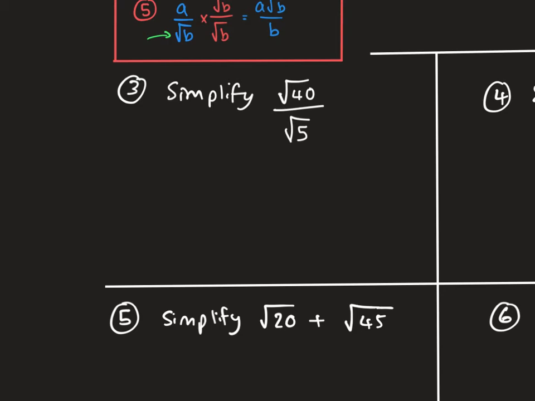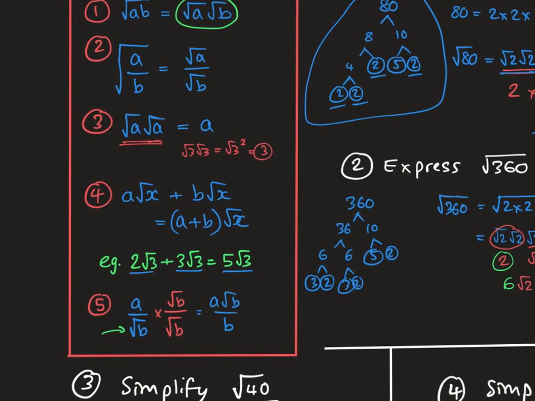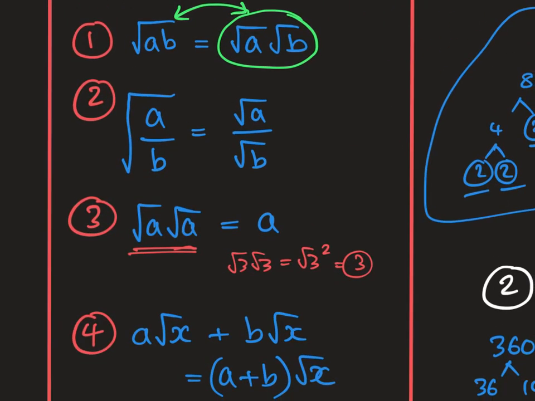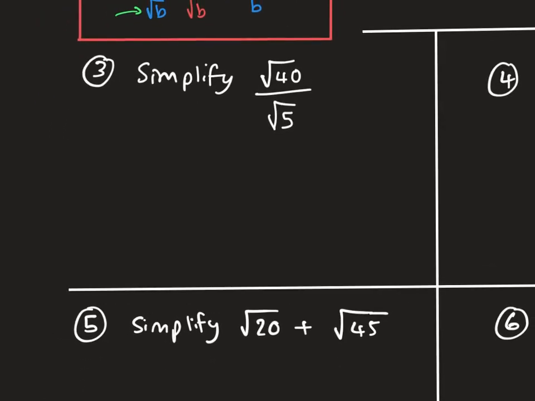Now, from above, we can see that rule 2 says that if you have a number divided by another number all in the square root, it can be split into 2 different ones, but also, of course, it works backwards as well. So if we have the square root of 40 divided by the square root of 5, hopefully you can see that the square root of 40 over root 5 can also be written as the square root of 40 over 5, which will give us the square root of 8, because 40 divided by 5 is 8.